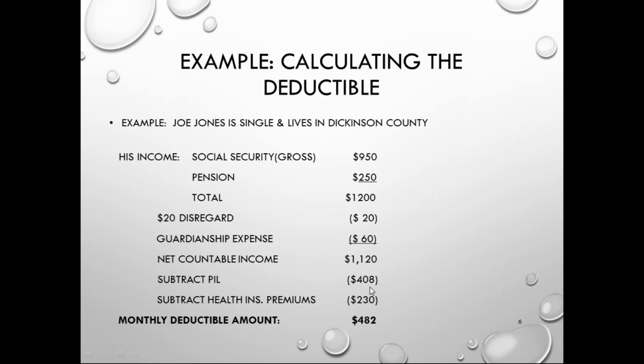We're going to subtract the protected income level of 408. And let's say he has Medicare insurance premium and a Part D plan and maybe a small supplement. And so, you know, subtract his health insurance premiums from that. And so in this example, we're left with a monthly deductible of $482. So Joe Jones would have to meet a deductible each month of $482 in order to get Medicaid for the remainder of the month.